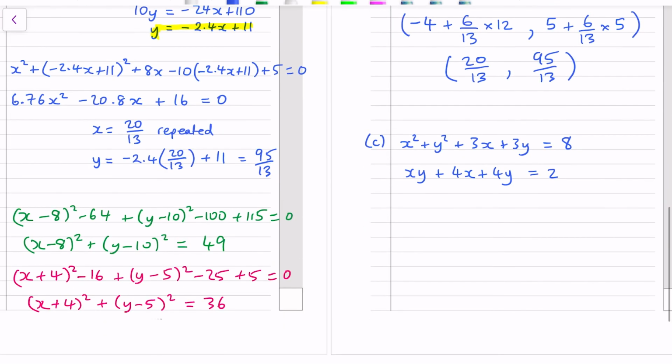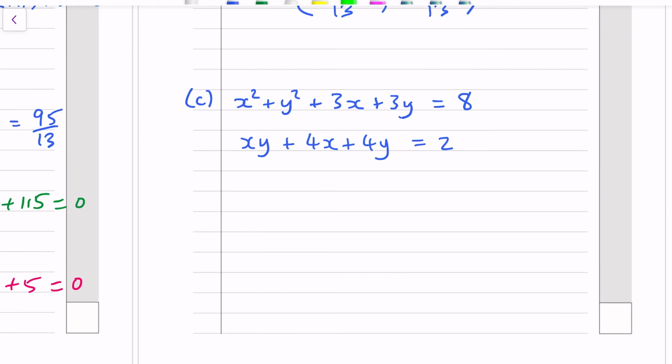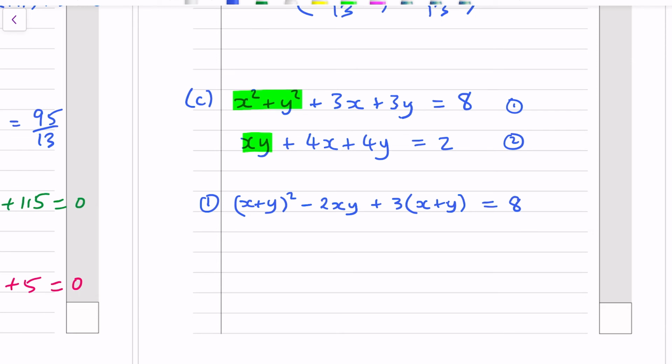Cool. Now, there is a sneaky little trick in this problem, and that's the xy term. We want to get rid of it. And to do that, we complete the square on the x squared plus y squared part. So equation 1, I can write as (x plus y) all squared minus 2xy. The second part of it, I've got a common factor of 3, so I can factor that out. And then I can replace the xy, because I know that xy is equal to 2 minus 4 lots of x plus y.